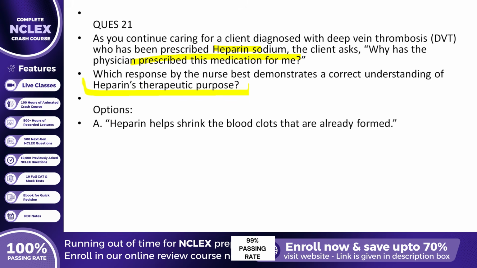The options provided are as follows. Option A states, heparin helps shrink the blood clots that are already formed.